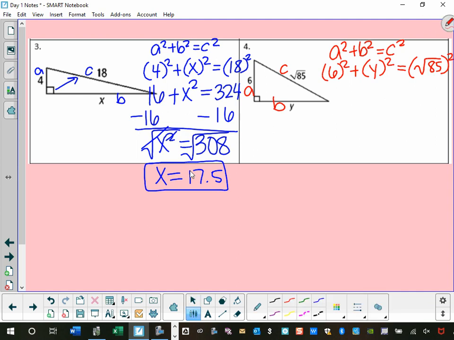What do we get for 6 squared? 36. Y squared is just that. What's the square root of 85 squared? It's just 85. If you guys look at this problem here, the square and the square root cancel out. So you are only left with 85. If you do not put that in parentheses, you will not see that and your whole answer will be wrong.